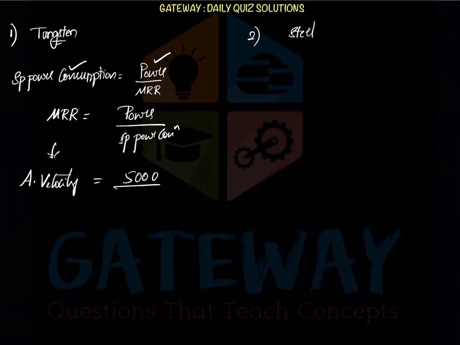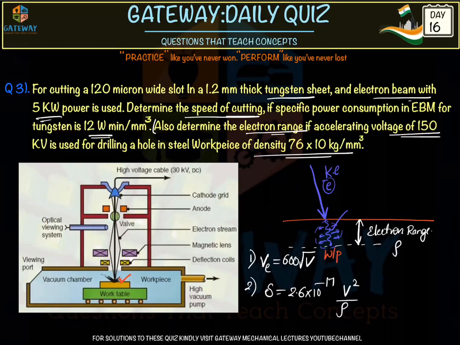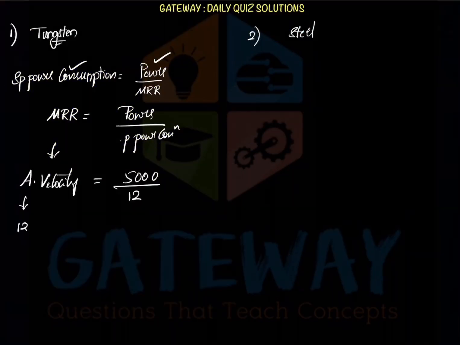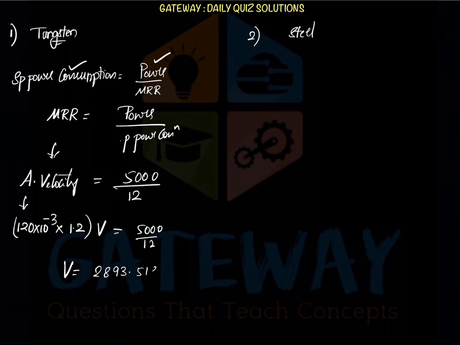That is equal to the power given in the question, 5 kilowatt, nothing but 5000 watts, upon the specific power consumption given in the question, 12. And the area: it is said that a 120 micron wide slot should be made in a 1.2 mm thick sheet. So it is 120 into 10 power minus 3 mm into the thickness of the sheet, 1.2 mm, into the velocity we need to calculate, is equal to 5000 upon 12. From this we get the cutting velocity, which comes out to be 2893.518 mm per minute, and in mm per second it will be 48.2253 mm per second. This is for tungsten, and we were set to calculate the cutting velocity. So we have calculated it; this is the answer.